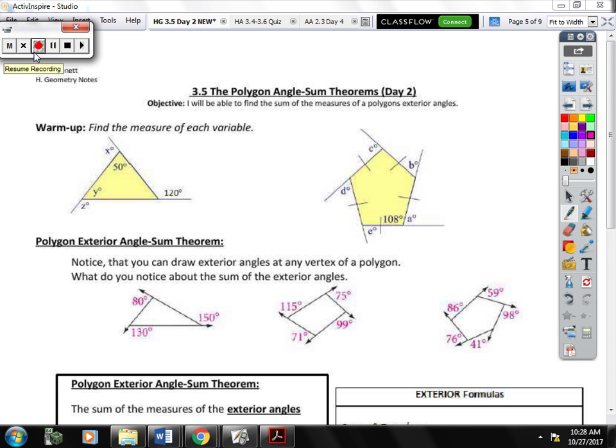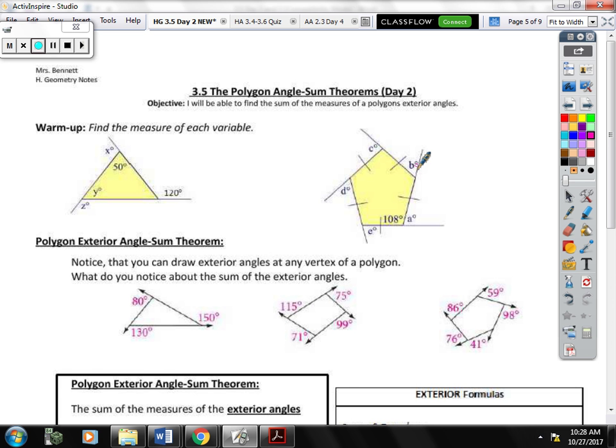So the warm-up asks you to find the measure of each variable. Notice that some of them are interior angles and some of them are exterior angles. But go ahead and see if you can solve. You could just write the number next to each of the variables, but find the value of each variable using triangle sum, exterior angle theorem, linear pairs, something along those lines.